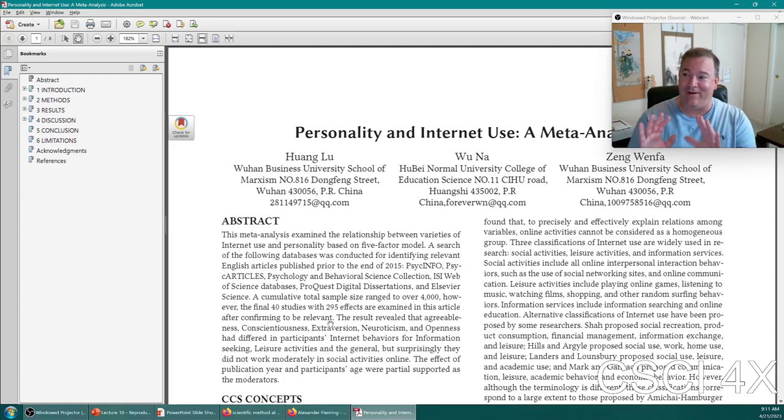What? Disagreeable people use the internet more? Explains so much about Reddit and Facebook.